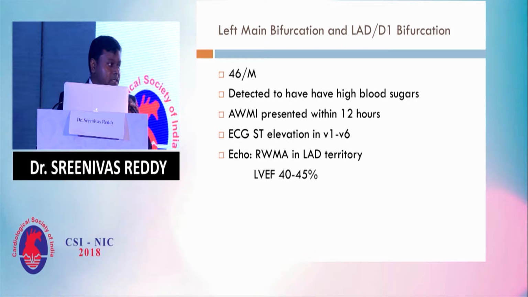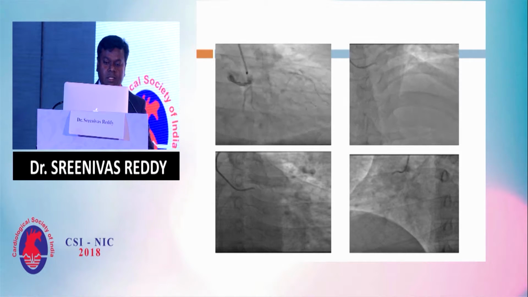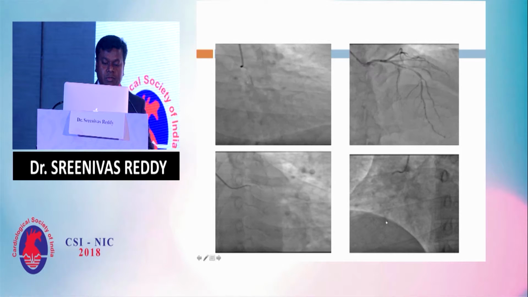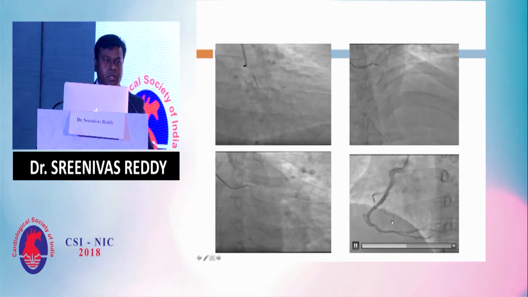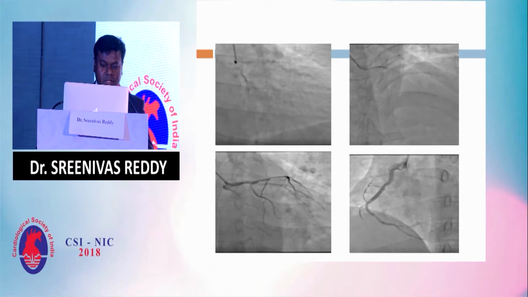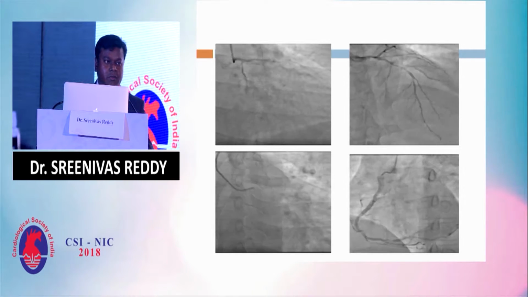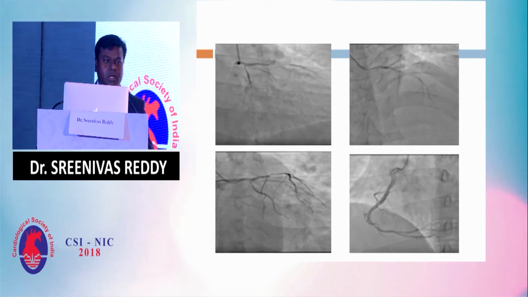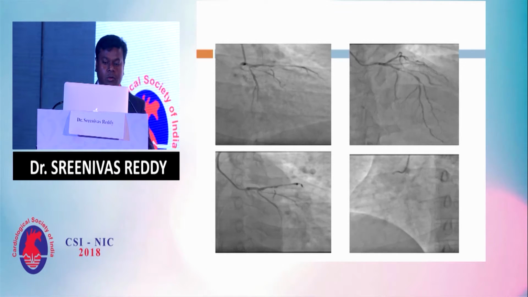In complex case scenarios, you can see the left main. We have a 46-year-old male patient who was detected to have high blood sugars, presented with anterior MI within 12 hours, ECG ST elevation, and EF of 40 to 45%. If you look at this angiogram, because of the diffuse nature of the disease, you will not be able to identify clearly the vessel dimensions or sizes, because sometimes you can have a stenosis and positive remodeling, and angiography would show it like a normal artery.